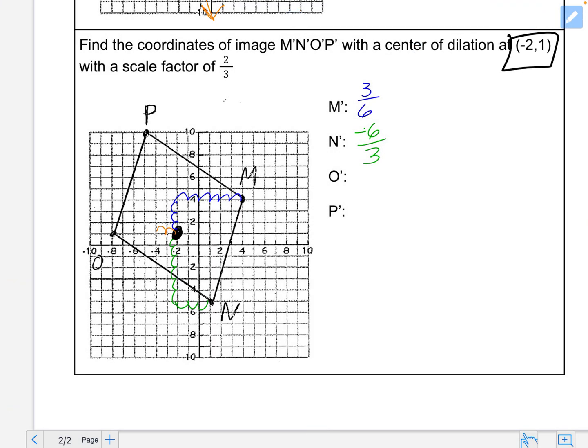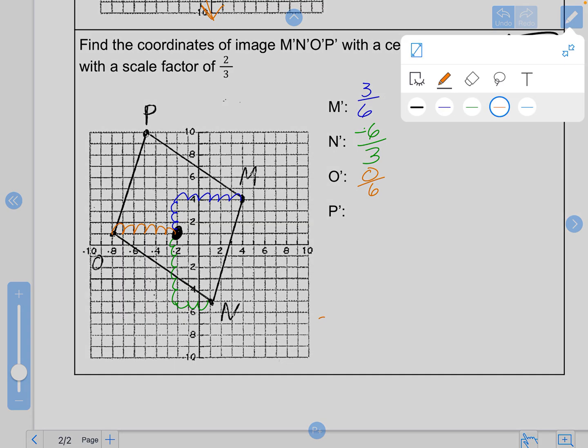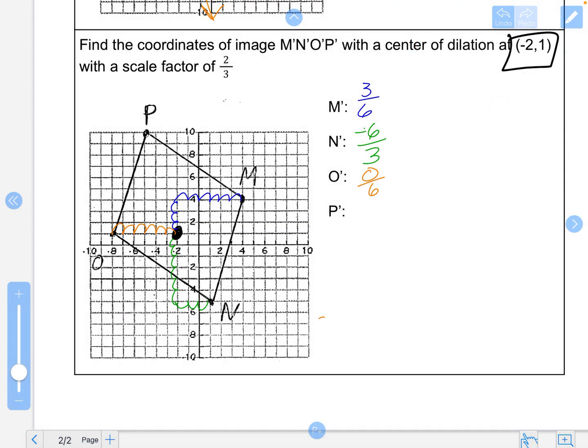For O, 1, 2, 3, 4, 5, 6. It's a run of 6. But it's a rise of 0. Then finally for P, it is 1, 2, 3, 4, 5, 6, 7, 8, 9. 1, 2, 3. So a rise of 9, a run of 3. So now our scale factor is 2/3.